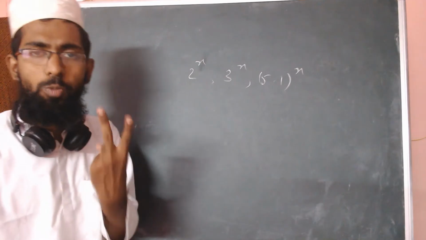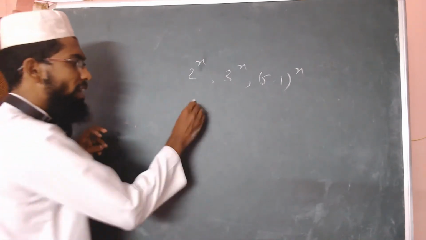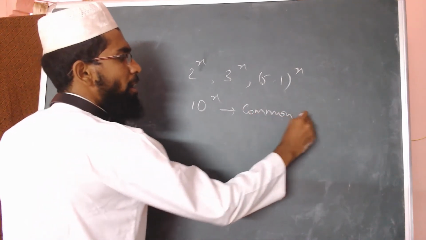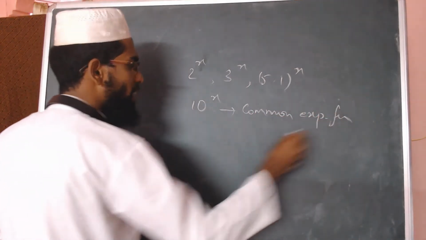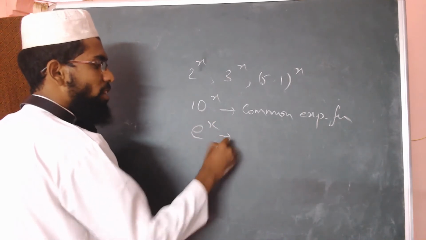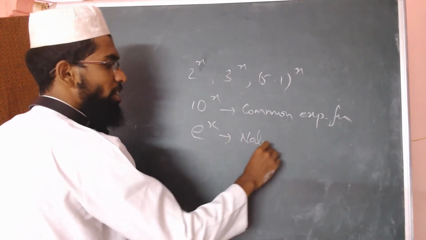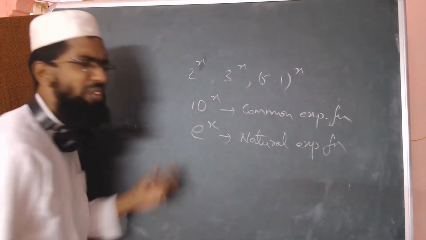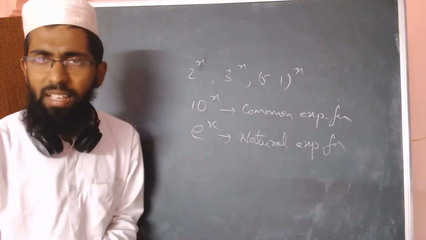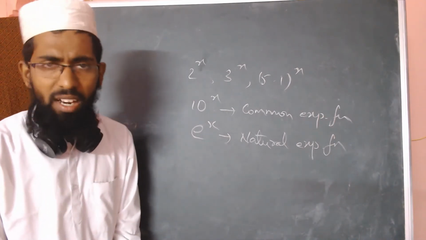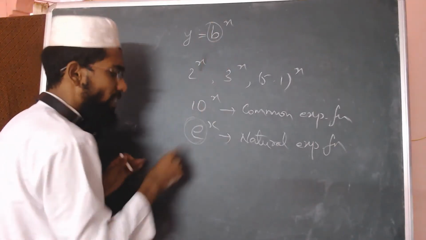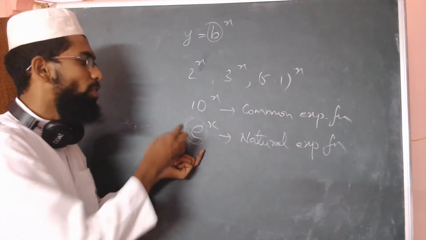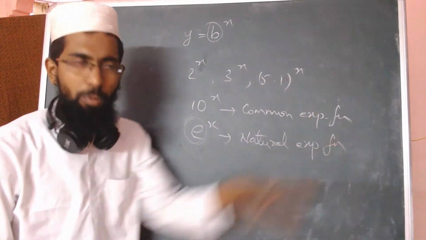In that we have 2 special exponential functions. One is 10 power x, which we call the common exponential function. E power x, we call it the natural exponential function. What is this e? This e is nothing but Euler number. Like that, b must be greater than 1, and this e is obviously greater than 1. So e power x we call the natural exponential function.